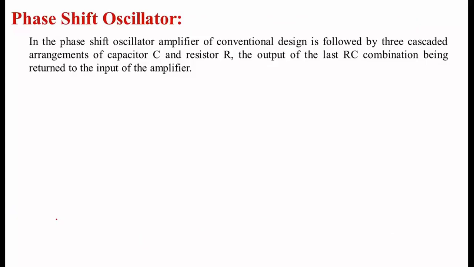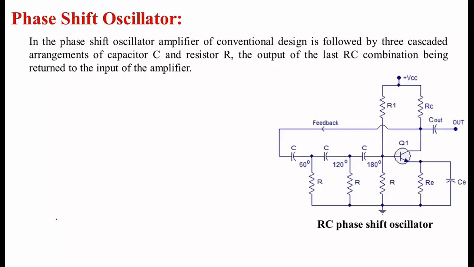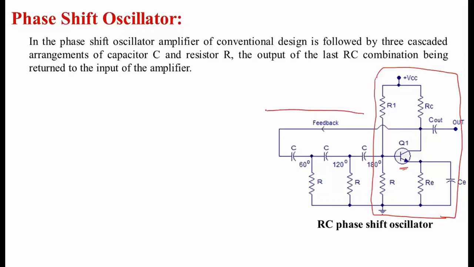Phase shift oscillator. In the phase shift oscillator, an amplifier of conventional design is followed by three cascaded arrangements of capacitor C and resistor R, and the output of the last RC combination is returned to the input of the amplifier. We can understand the principle of the phase shift oscillator from this circuit diagram. Here we have one amplifier having this transistor. This is the amplifier part of the oscillator, and this is the feedback section of the oscillator.